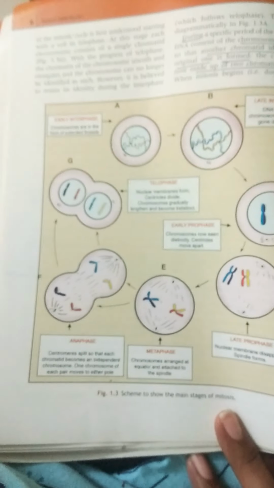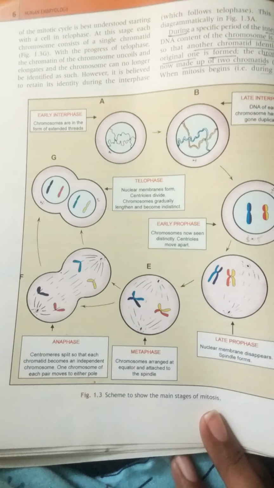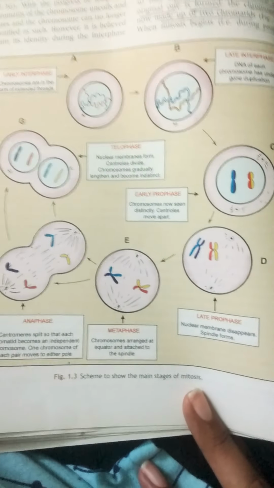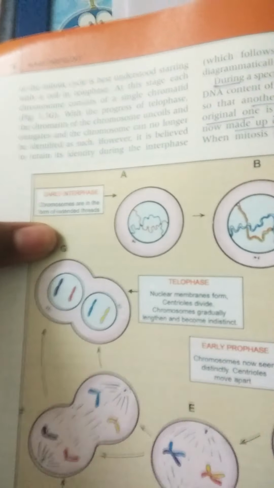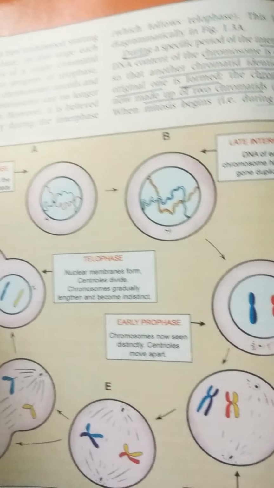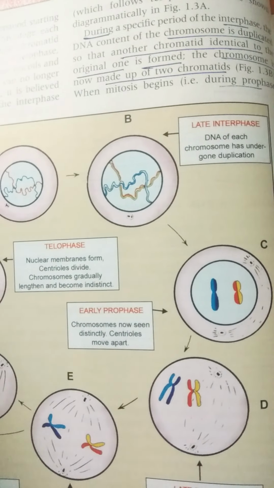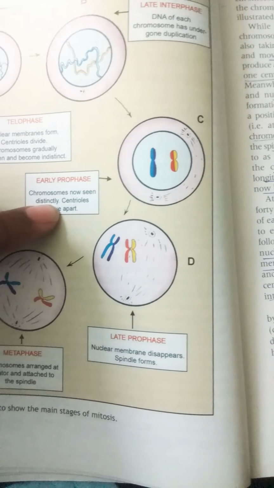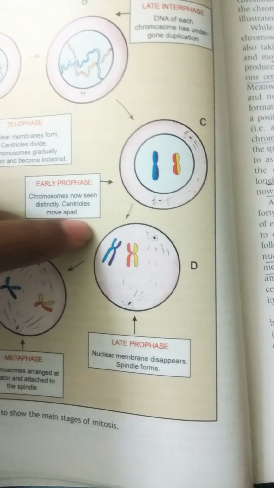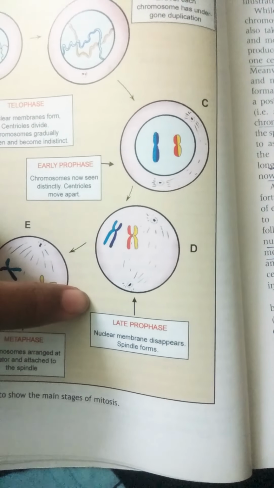So you can see this is a scheme to show the main stages of meiosis. We know meiosis, so it's not necessary to revise. Okay, let us revise. This is the early interphase. Chromosomes are in the form of extended threads, and here you can see the late interphase. The DNA of each chromosome has undergone duplication now, and this is early prophase. Chromosomes are now seen distinctly, centrioles move apart.